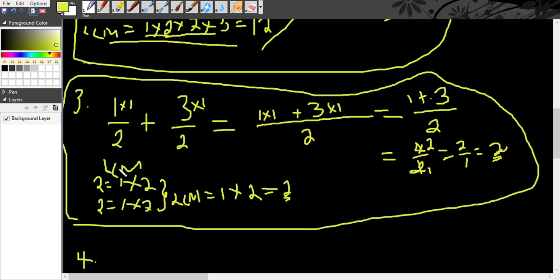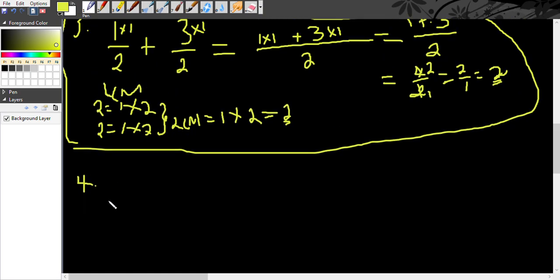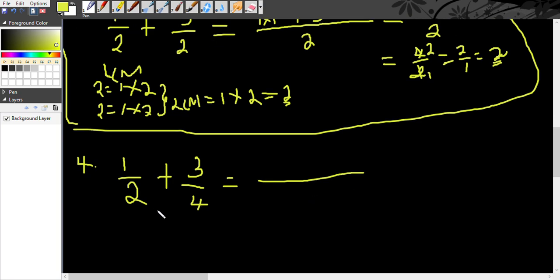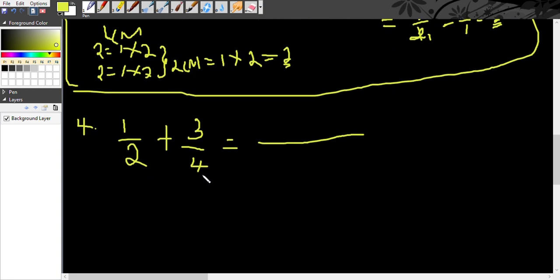Okay, let's do a different type of example. This one, everything will be different. So let's say 1 over 2 plus 3 over 4. The numerators are not the same, and the denominators, as you can see, are not the same. So what do we do? 2 and 4, what is the lowest common multiple between 2 and 4? Of course, 4 is the lowest common multiple because both 2 and 4 can go into 4 without leaving a remainder.